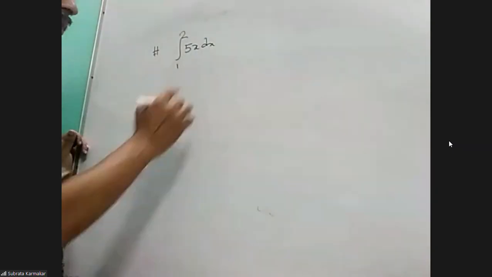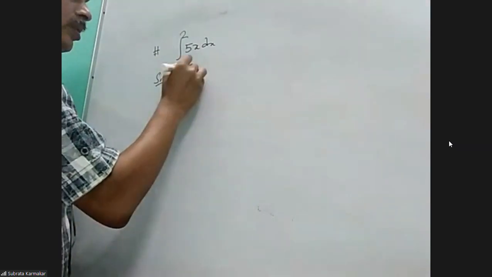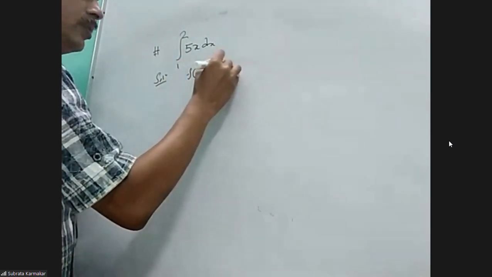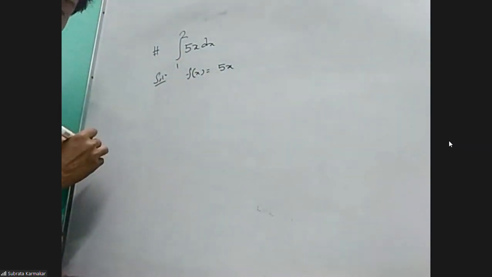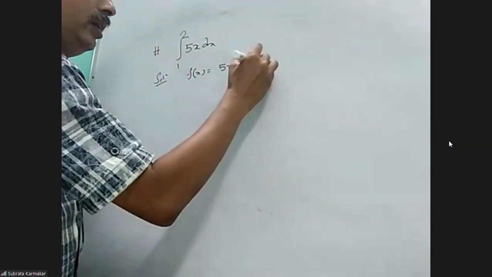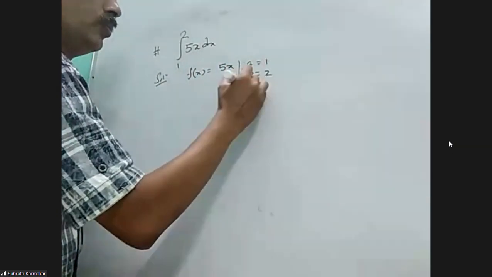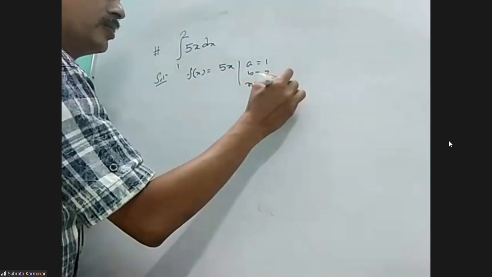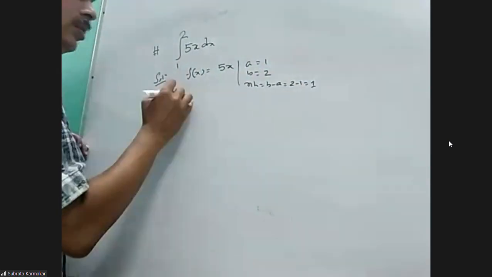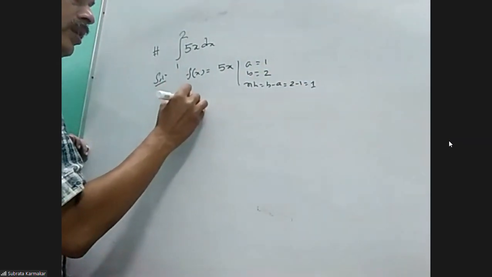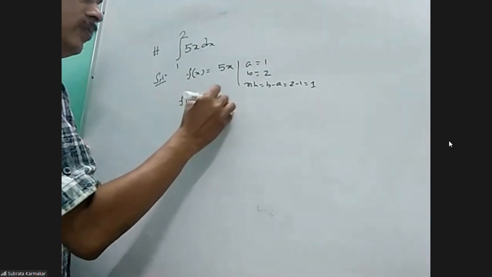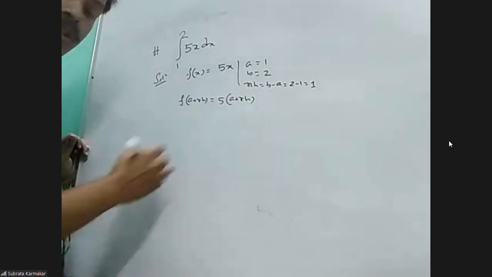Next question: integration from 1 to 2 of 5x dx. Here, solution: let f(x) equal 5x. Here a equals 1, b equals 2. So n is b minus a, 2 minus 1, which is 1. So f of a plus rh is 5 into a plus rh.